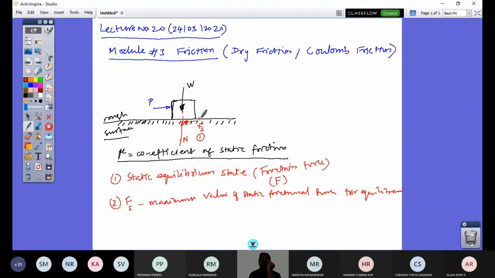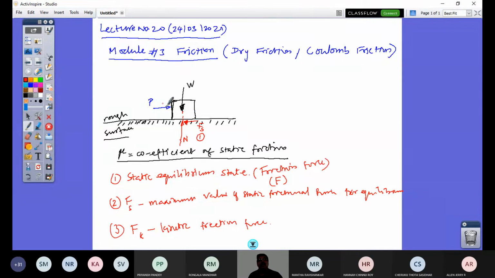So the friction force that we are going to look at in our module 3 is in static equilibrium; we look at till here. Supposing P value overtakes Fs value, then I have that friction force called F subscript K, called kinetic friction force. So these are the three states of the given block on the rough surface on application of force P.